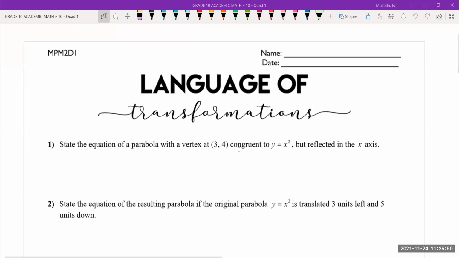Okay, so we are going to be doing just this one lesson today. It's called Language of Transformations. And basically what it's going to require us to do is read words and take the English sentence and convert it into a mathematical equation. So it's kind of like working backwards. In the past, we were given an equation and we were graphing it and talking about it. Now we're given the words and we're figuring out the equation.